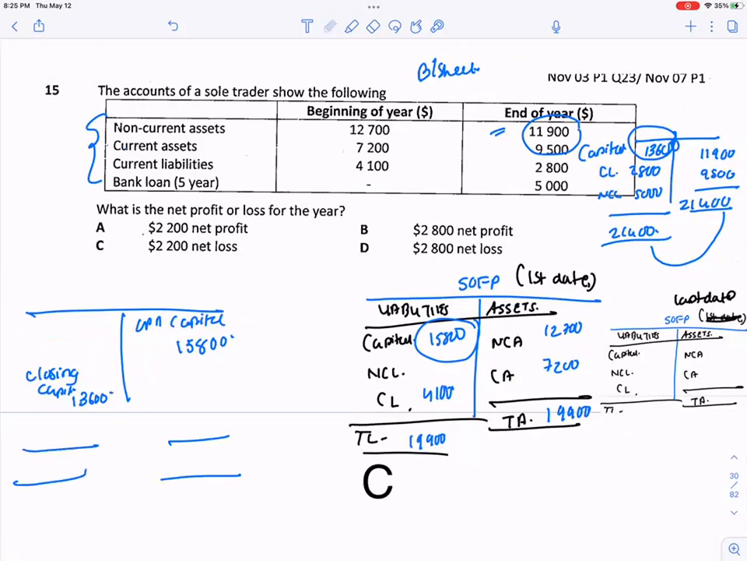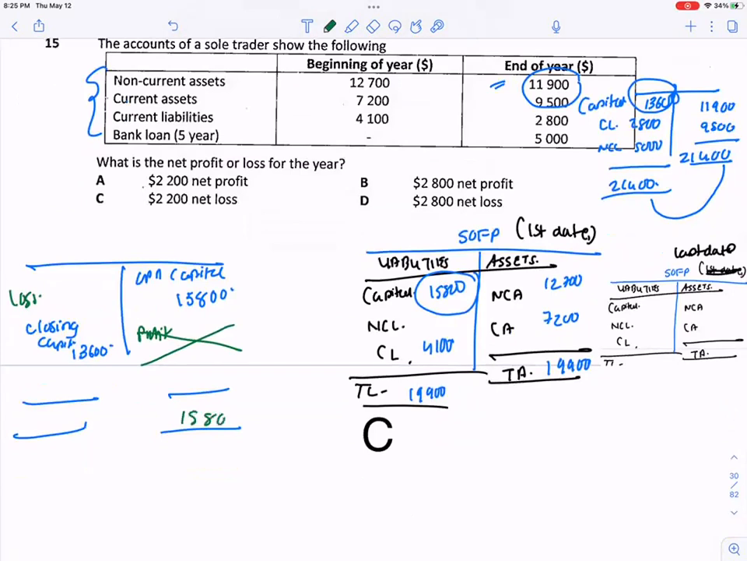Miss, you're making a loss, because profit comes here, loss comes here. And Miss, also if your liability is more than your asset, it's an automatic loss, no? Very good. 15,800 minus 13,600. How much is the loss? So loss will be 2,200. So I think the answer is C.